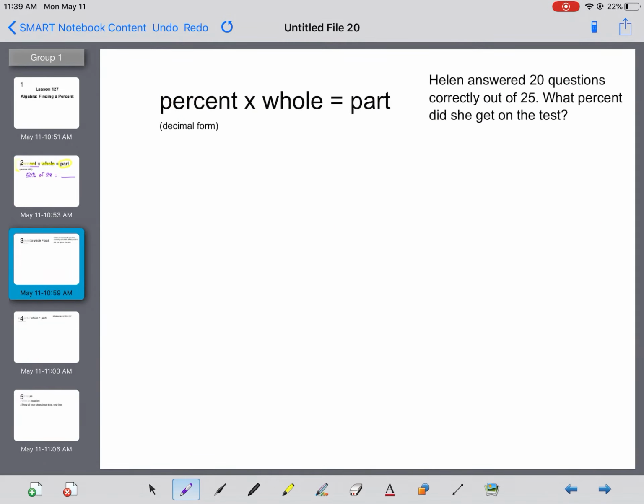You could come across a word problem, something like this. Helen answered 20 questions correctly out of 25. What percent did she get on the test? Okay, so if you look at that question, we've got some important information here. Let's try that again. She answered 20 questions out of 25. And we need to figure out what percent she got on the test.